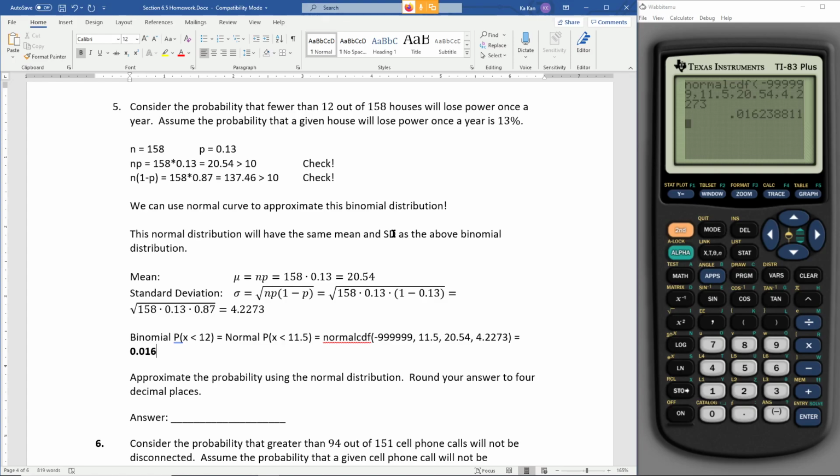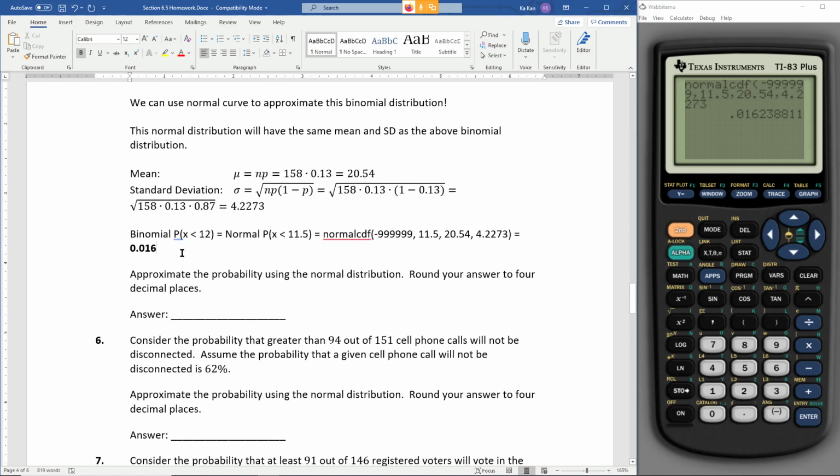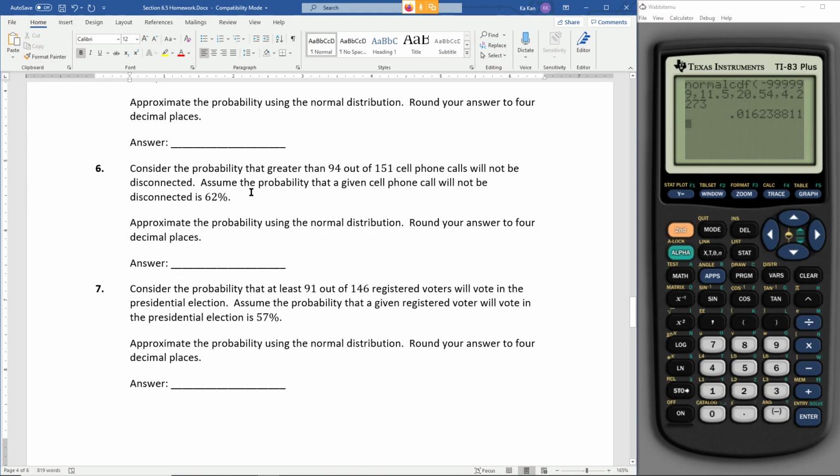It makes sense the number is so small because, think about this, right? If the average is 20.5, that means on average you have about 21 people losing power within a year, once a year. Then 12 would be a lot smaller than this, right? And standard deviation is 4.2, so it's a very rare occurrence, is what I'm saying. If the question here would be like a 20, then that's a different story. So this makes sense.